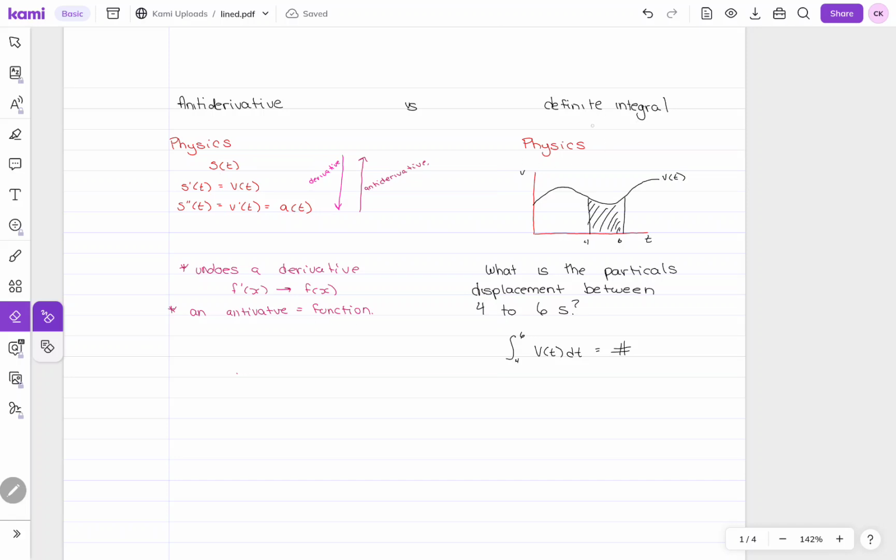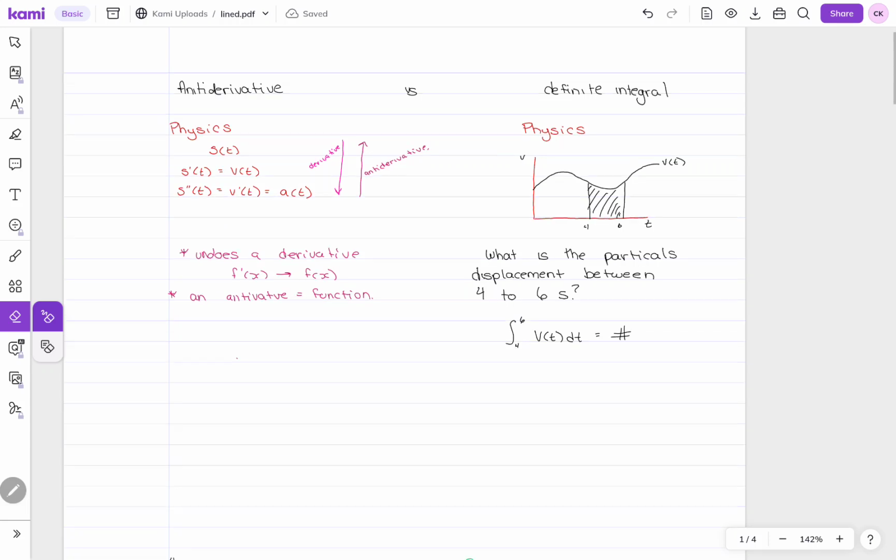Definite integrals, again, if we look through the eyes of that physics example: I want to know the particle's displacement between 4 and 6 seconds in this velocity-time graph. So I want to find the area under this curve. That's when we would do a definite integral, because a definite integral is going to pop out a number. It gives us a value, specifically the area underneath that curve. So instead of having to find the function and plug in the numbers, this does all of it for us. So big difference: antiderivative, function; definite integral, number.